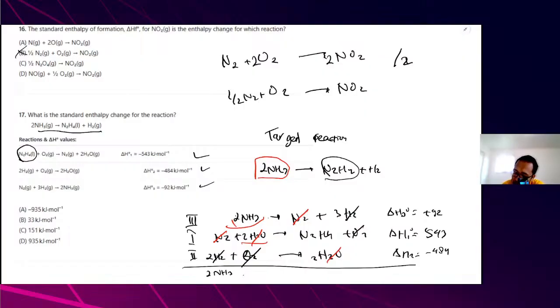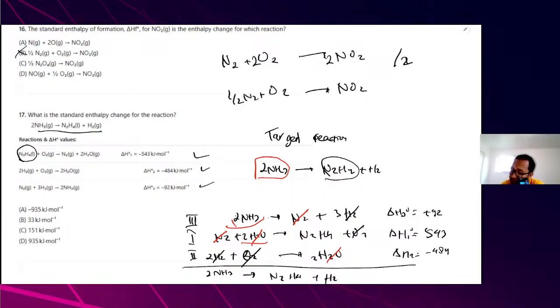2NH3 becoming N2H4 plus H2. Because it just cancels out 2H2, not 3, right? So it's like we still have a remaining 1. Okay, it has a remaining 1. What is it? The H2, right?